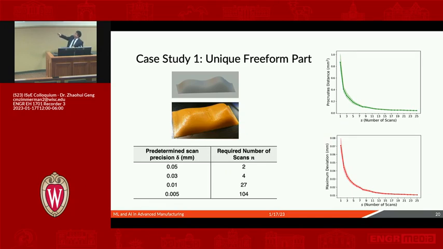The average scan model is the same as the one that's measured by the coordinate measuring machine. And also, according to this table, we can calculate the number of scans needed for different precision requirements. But one thing you notice here: if we control the scan accuracy to be 0.005, we need 104 scans. In real practice, this is impossible. 27 scans is also impossible in real practice. So we'll talk later about how we can do uncertainty modeling and incorporate that into the process planning.